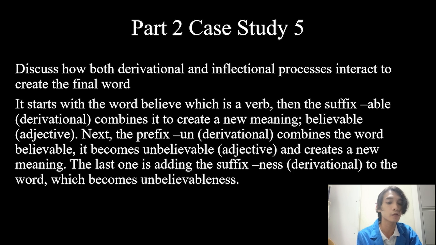Discuss how both the derivational and inflectional processes interact to create the final word. It starts with the word belief, which is a verb. Then the suffix able, a derivational suffix, combines with it to create a new meaning, believable, something that can be believed. It becomes an adjective. Next, the prefix un, derivational, combines with the word believable, and it becomes unbelievable, which means cannot be believed. It's an adjective, and creates a new meaning. And the last one is adding the suffix ness, derivational, to the word, which becomes unbelievableness.